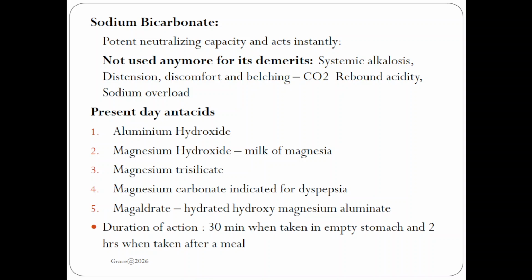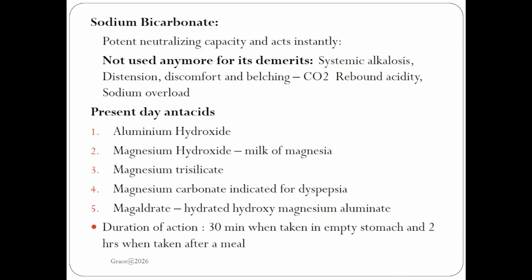So we see that it has a potent neutralizing capacity and acts instantly. It is not used anymore for its demerits. It has some disadvantages: it can bring about systemic alkalosis, it may bring about distension and discomfort, and it may also cause belching because of the carbon dioxide that's coming out. So you may not see this more often in the field.